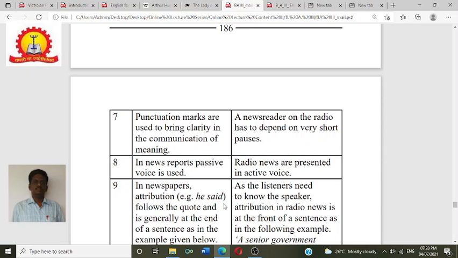Then, in a news report, passive voice is used. In a news report, passive voice is used. However, on radio, news is presented in active voice. So passive voice and active voice.